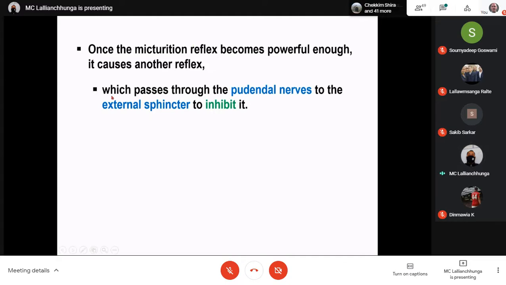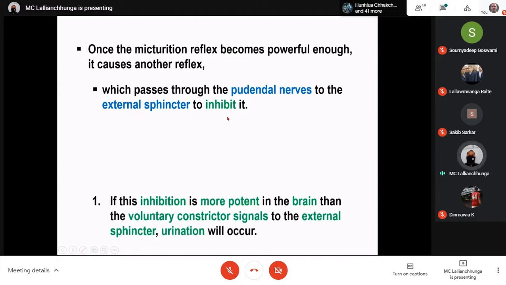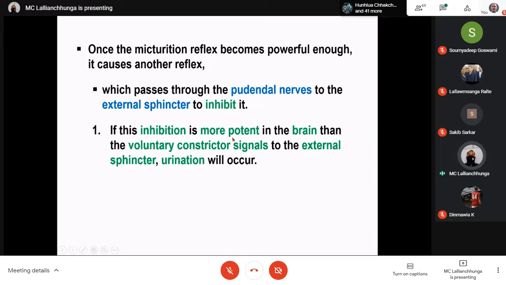Okay, its contraction. Now, when this micturition reflex becomes powerful enough, it causes another reflex. That means a conscious desire to urinate, or we can say it is through the pudendal nerves, the somatic nerve I've already told you, to the external sphincter to inhibit it. If this inhibition is more potent in the brain, then the voluntary constriction signal to the external sphincter, urination will occur. It means if the volume is too much, you cannot control it.